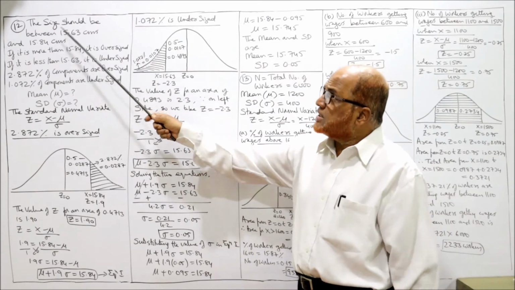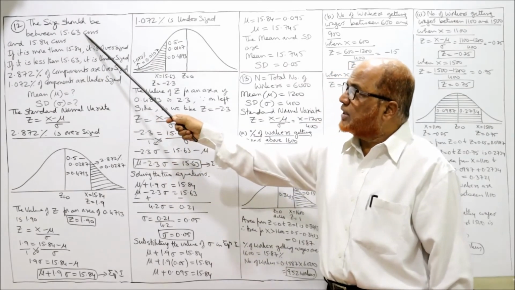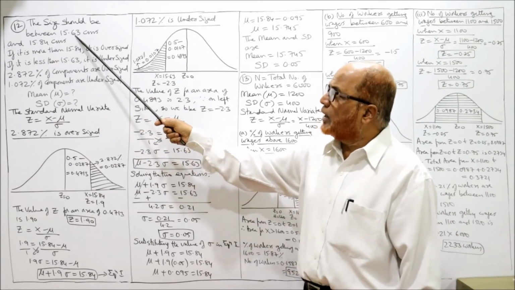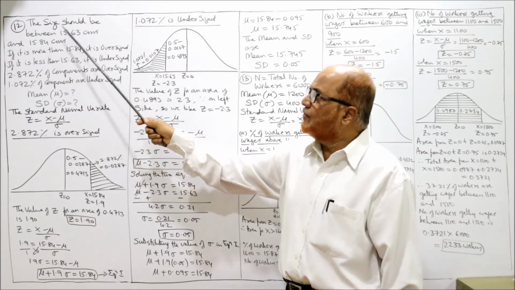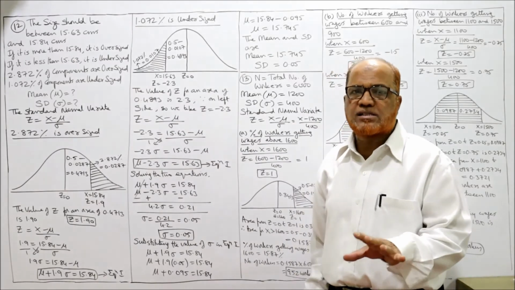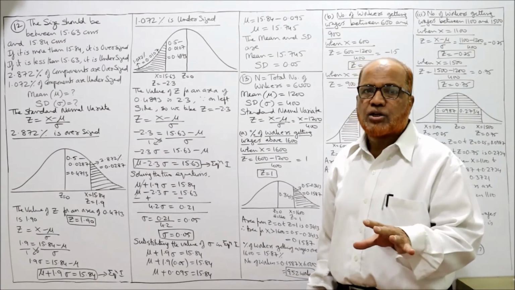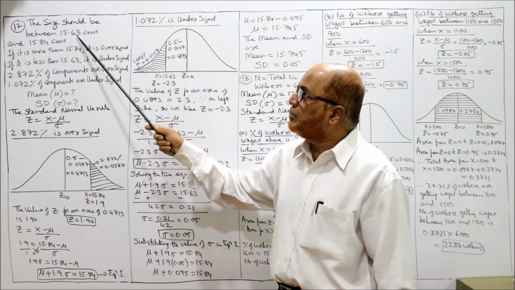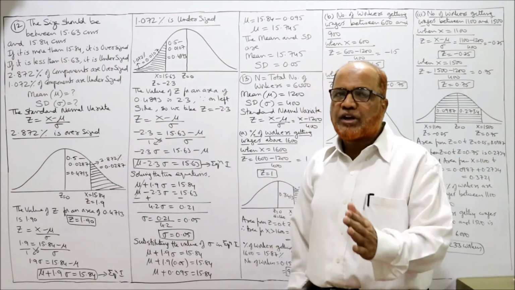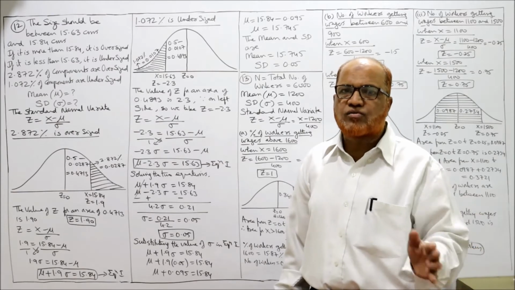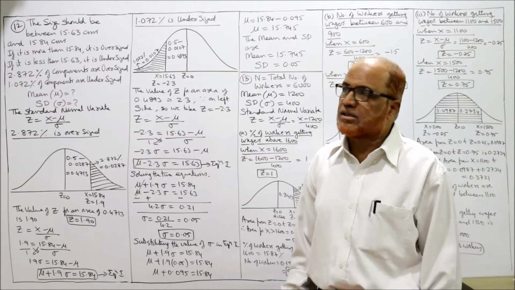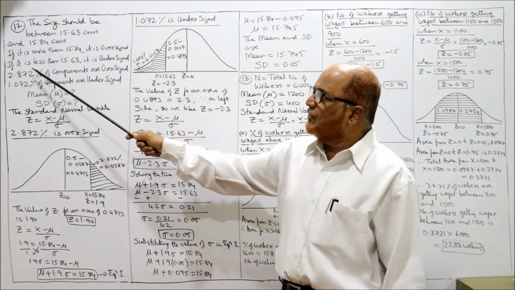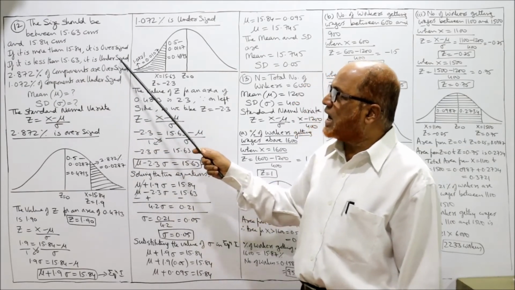Now see here, the size should be between 15.63 centimeter and 15.84 centimeter. This is the lower limit and this is the upper limit. Within this limit, all the sizes of the components should lie, should not go beyond 15.84, should not come below 15.63. If it is less than 15.63, it is undersized; if it is more than 15.84, it is oversized.